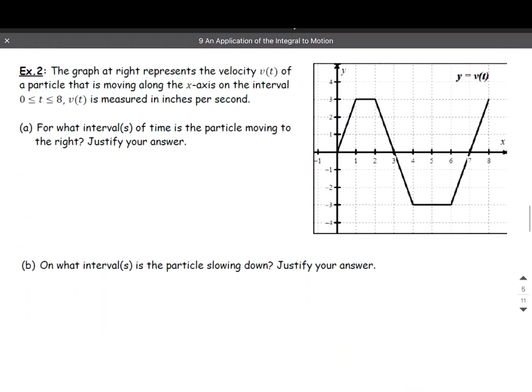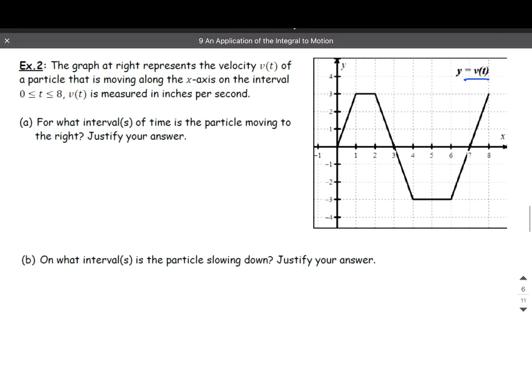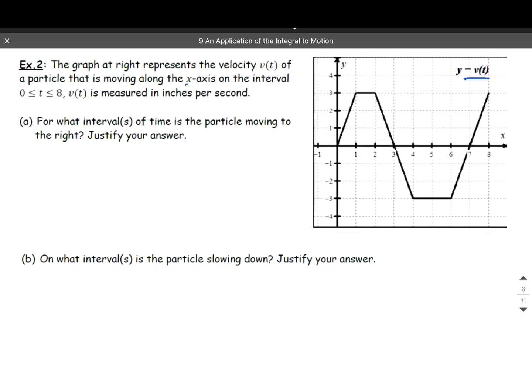Okay, now let's look at a motion problem given a graph. So we're going to look at a graphic problem. So we're given the graph of v of t. The graph at the right represents the velocity of a particle that is moving along the x-axis on the interval from 0 to 8. V of t is measured in inches per second.